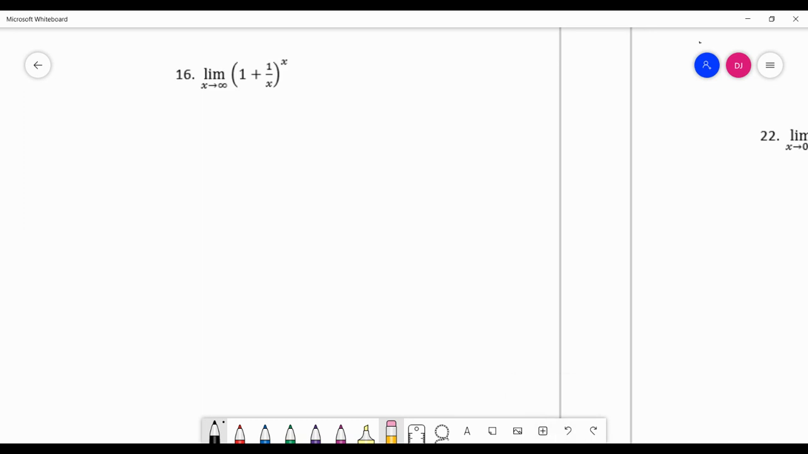And so this is an indeterminate form, but we can't use L'Hopital's rule at this point because we don't have 0 over 0 or infinity over infinity. So what we need to do is, like we did in number 15, we're going to let y equal the limit as x approaches infinity of (1 + 1/x)^x.